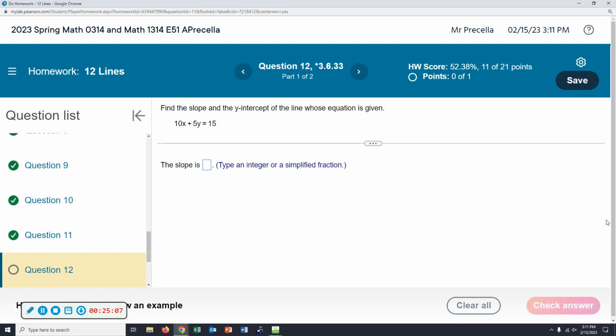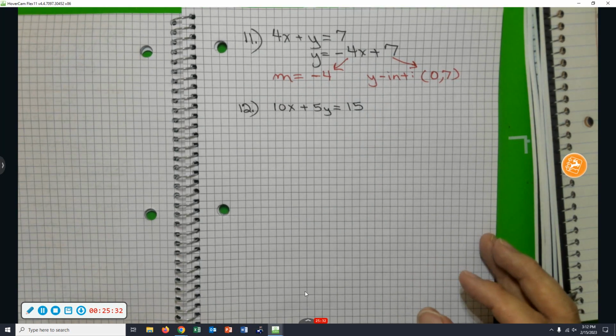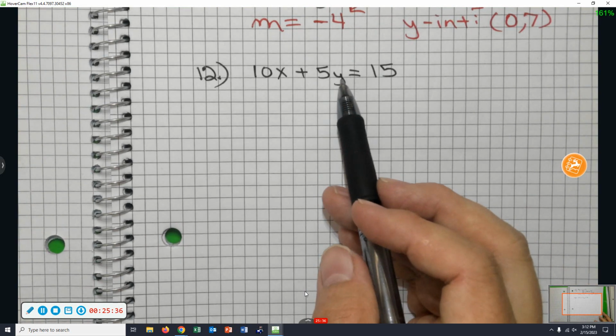Number 12. Find the same instructions. Find the slope and the y-intercept. The equation here is 10x plus 5y is equal to 15. Blow it up a little bit.